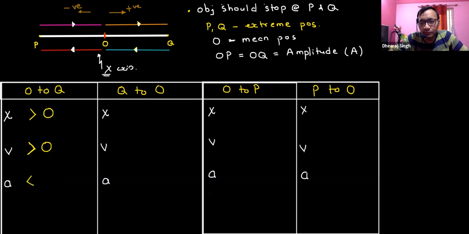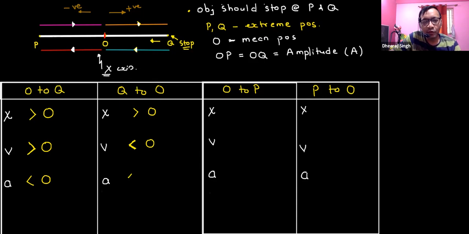What about velocity? Velocity is less than zero. Now, is acceleration in the direction of velocity or in the opposite direction? It is having zero velocity here. It has stopped. So does it need acceleration to move this way? It needs an acceleration, right? So A is also less than zero, because A is also in that direction, and that direction is negative.